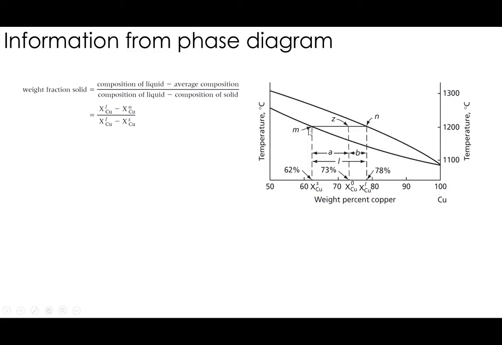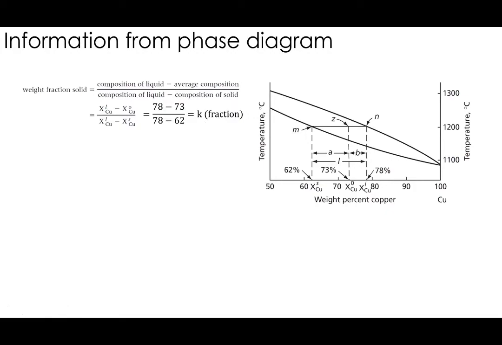So you know this, solid is on this side, liquid is on this side. To know the amount of solid, you have to take the length opposite to solid divided by the overall length. So if I do that, 78 minus 73, which is this point minus this point, which will be 5, divided by 78 minus 62, which is this entire length. So that will be 16. So 5 by 16 is going to be a fraction because the denominator is higher than the numerator. This is the weight fraction of solid.